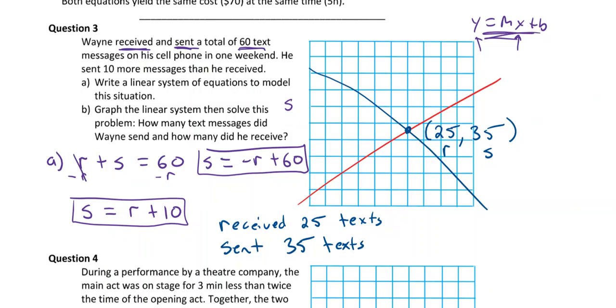Now, some of you might be wondering, what if I would have rearranged for R in these equations? That would have been fine. But what would have happened is this side would have been your R and this side would have been your S, and these two numbers would have been switched around. Which would have been fine. You still would have got the same answers for your received and your sent in the end. So it doesn't actually matter which one you solve for. Okay.